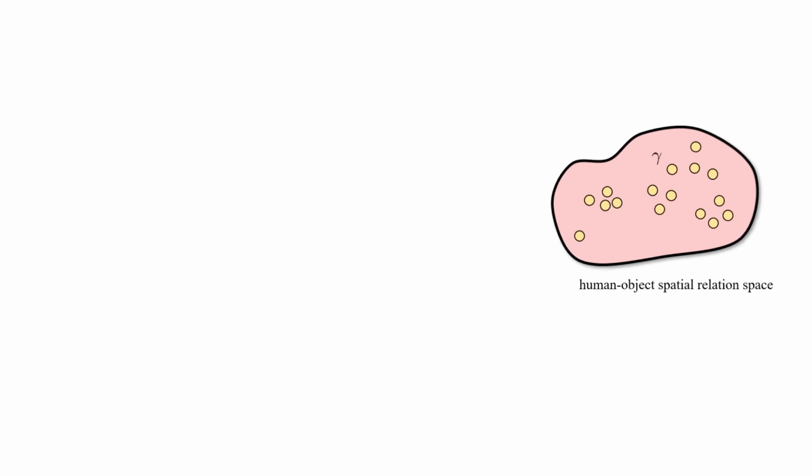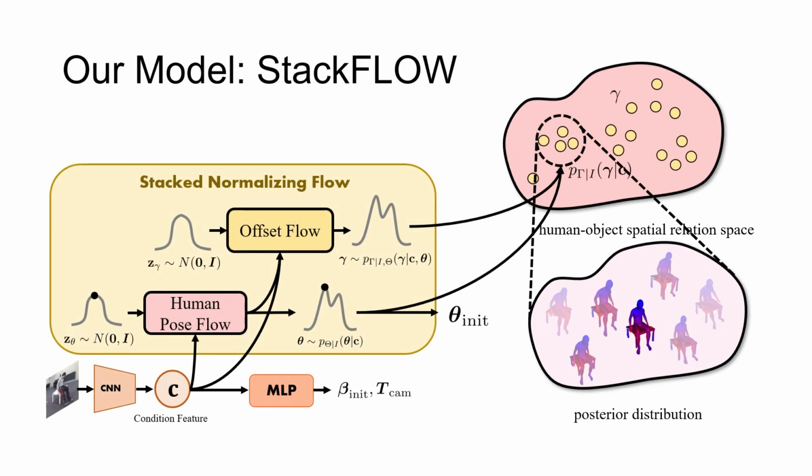Based on the constructed human-object spatial relation space, we propose a model named StackFLOW to perceive the human-object spatial relation from a single view image. This model is inspired by ProHMR. But what's different is that we decouple the original normalizing flow into two subflows, the human pose flow and the offset flow. During the experiment, we find that this design can ease the training process. Another benefit of this design is that we can reconstruct the human-object instance from the initial human pose and the offsets very efficiently. More details can be found in our paper.